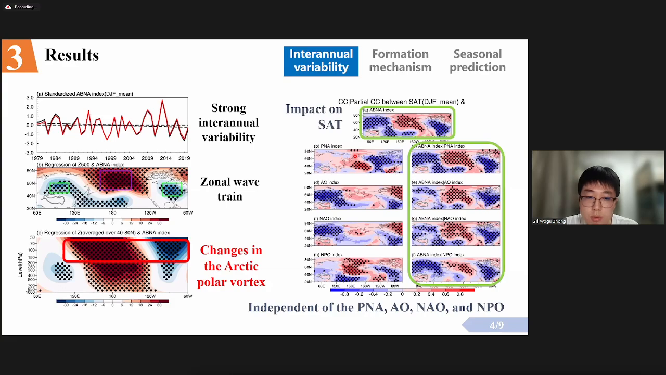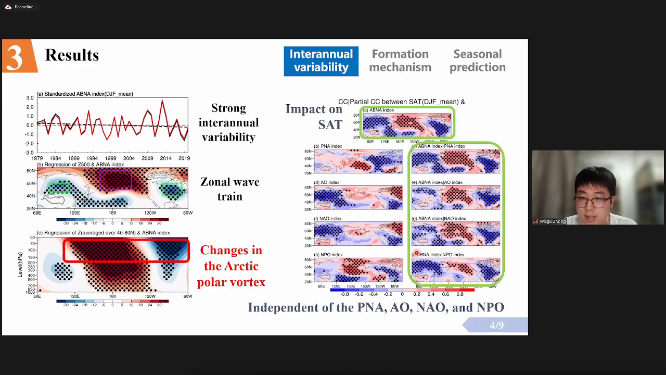Well, the top right figure shows the correlation coefficient between the ABNA index and the winter surface air temperature anomalies. We can see that the ABNA is related to a distinct temperature anomaly pattern in the mid-latitudes. The left panel shows the correlation coefficient between winter surface air temperature anomalies and the PNA index, AO index, NAO index, and NPOD index. The right panel shows the partial correlation coefficient.